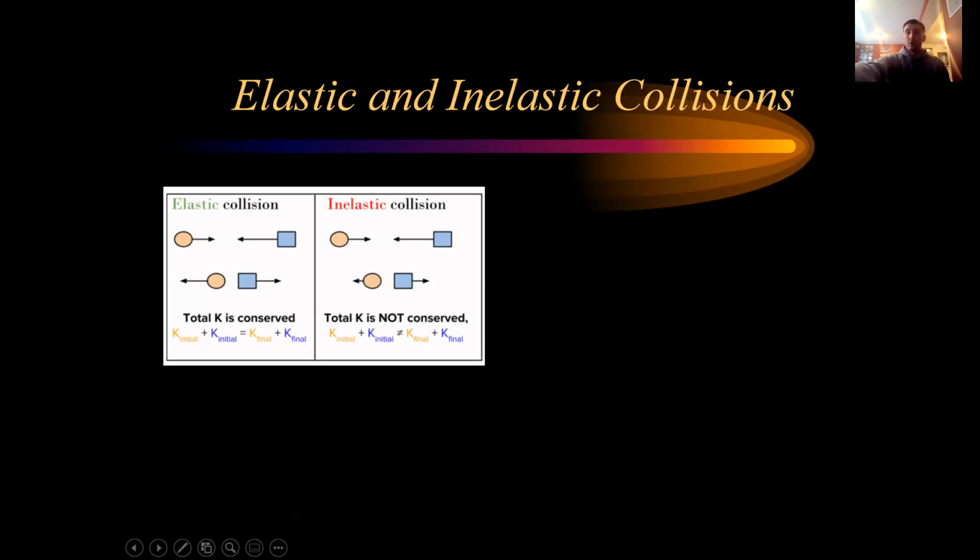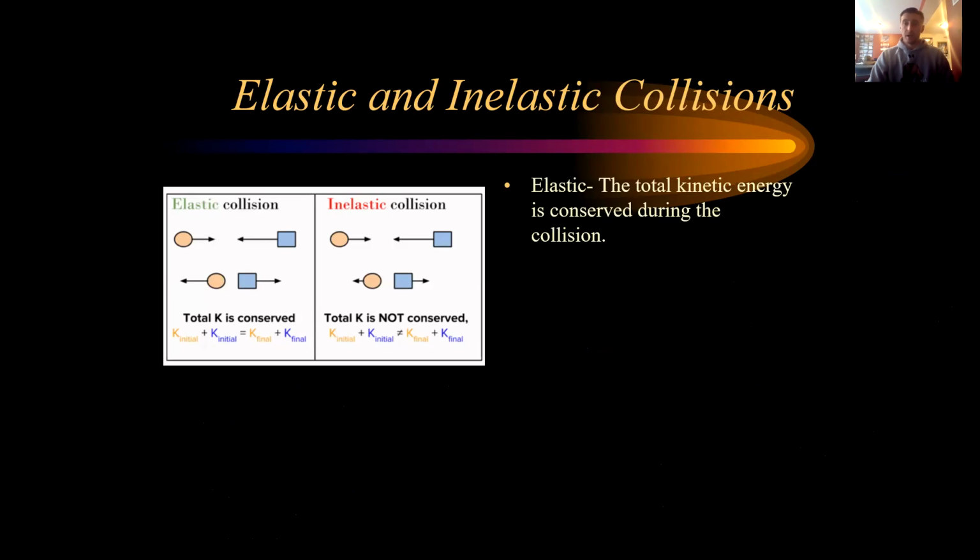So now we're going to talk about different types of collisions, right? There's 3 different types, okay? So the first type we're going to talk about is elastic. An elastic collision is on this side, and the key here is that the total kinetic energy is conserved during the collision. Not only is momentum conserved, but also kinetic energy is conserved.